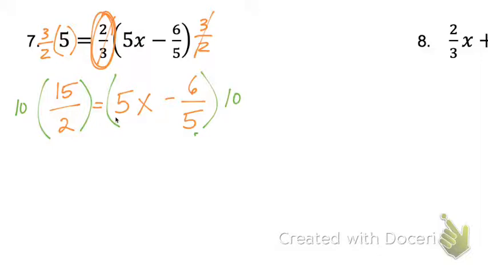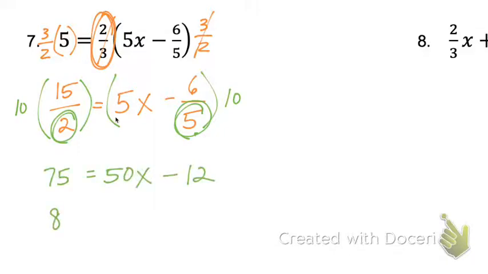Wait, where are we getting 10 from? Because I want to cancel the least common denominator between 2 and 5, which is just 10. So try it from here. That's a big number. So multiply by 10.